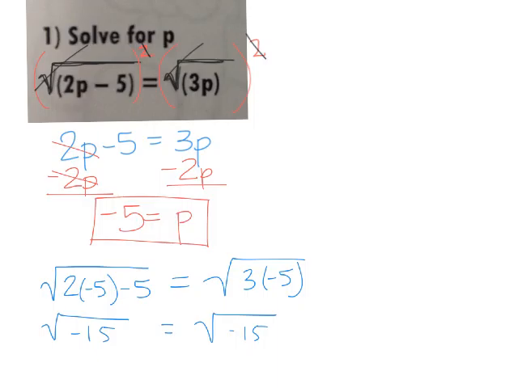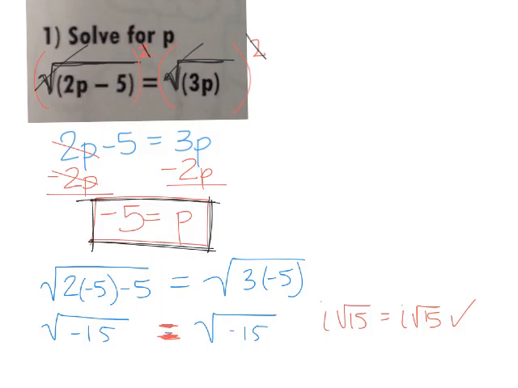Well, we've already talked about the fact that if we take the square root of a negative, that really turns that into an imaginary term. I probably don't need to go any further here because can you see that the two sides are indeed equal? Square root of negative 15 is equal to the square root of negative 15. But I could write that as i radical 15 is equal to i radical 15. And since the two sides are equal, then yes, that is a true solution. So I could say yes, the solution to this radical equation is negative 5.